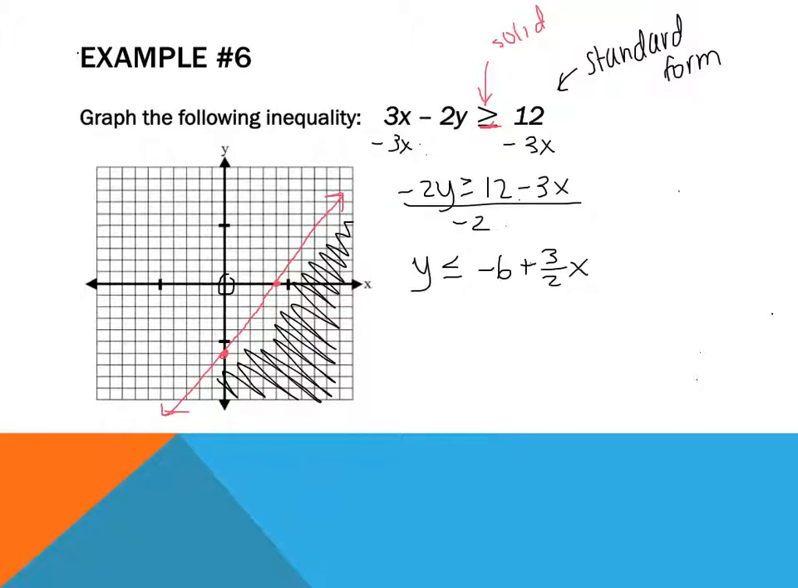Now, this is just slope-intercept form. This negative 6 is my y-intercept. This 3 over 2 is my slope, which should work. My y-intercept is negative 6. My slope is up 3 over 2, up 3 over 2. And then same thing, because I have an equal sign, it's a solid line. If I were to plug in 0, 0 again, it would not be a solution.